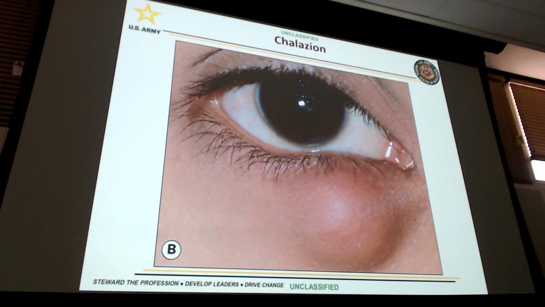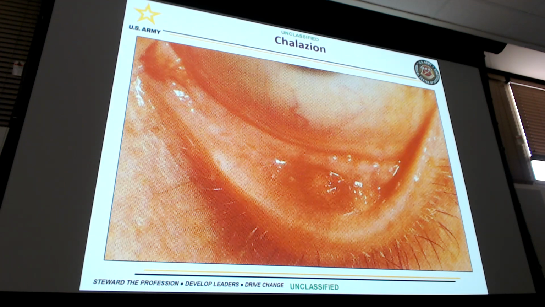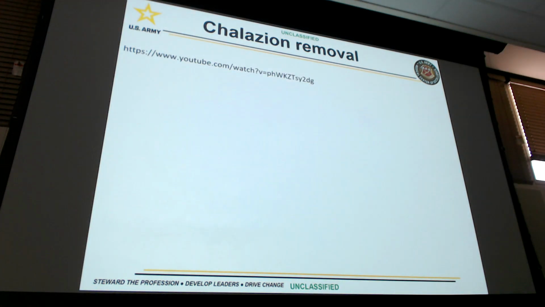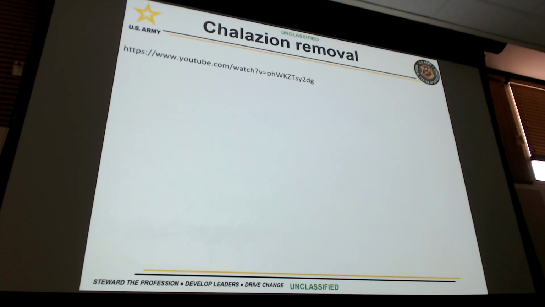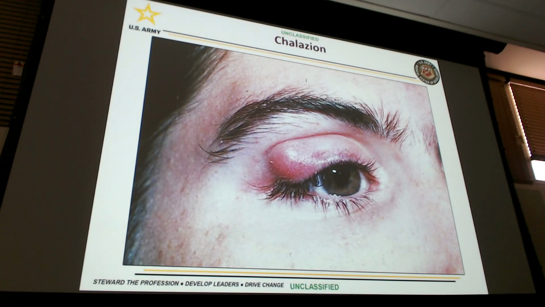You don't have to treat a chalazion either. Okay, if it's not bothering the patient cosmetically or causing them any discomfort, you don't have to treat a chalazion. It usually bothers patients cosmetically, and they'll get it removed. This one's going to probably bother that patient. That's a big bump. This one's less big. Maybe it doesn't bother the patient. Here's a video if you want to see how they incise and curettage those. Another bump.